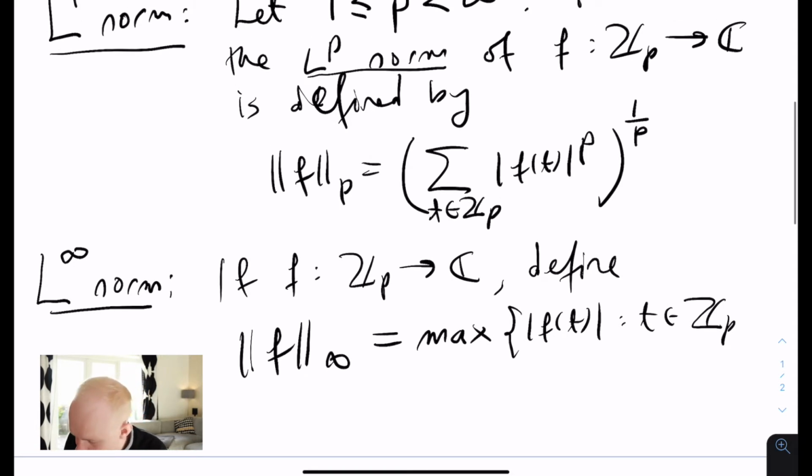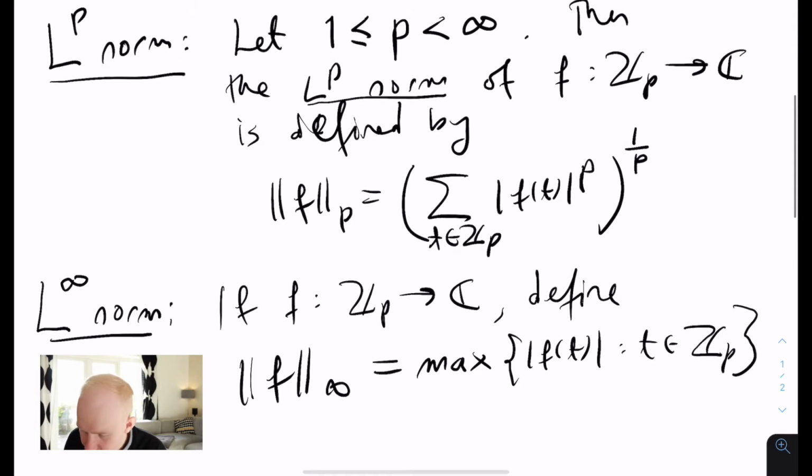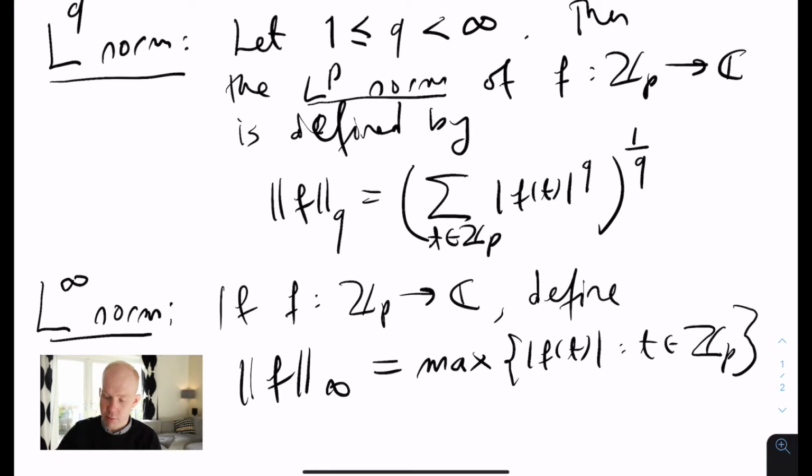I just realized that there is a bit of a difference here when I talk about the LP norm. I should maybe define it as the LQ norm, because at the moment we are using p as the number of elements in the group. You can see that there's the p in the summation here, so it's more consistent to define this as the LQ norm. And then here this would be the LQ norm.